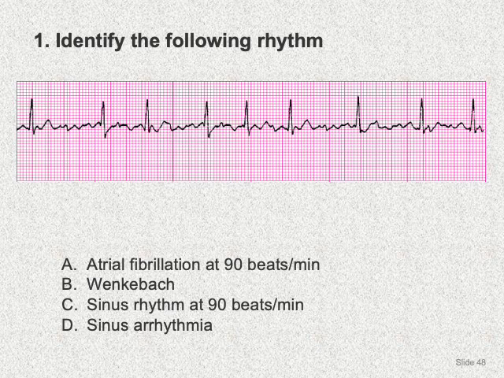And this is, as you see here, an irregular rhythm. So when we have irregularity and absence of P wave, this is atrial fibrillation. As regards the rate, this is almost 6 seconds. We count 1, 2, 3, 4, 5, 6, 7, 8, 9, multiply by 10, so it's 90. So this is atrial fibrillation at 90 beats per minute. It is easy. We have here coarse atrial fibrillation.